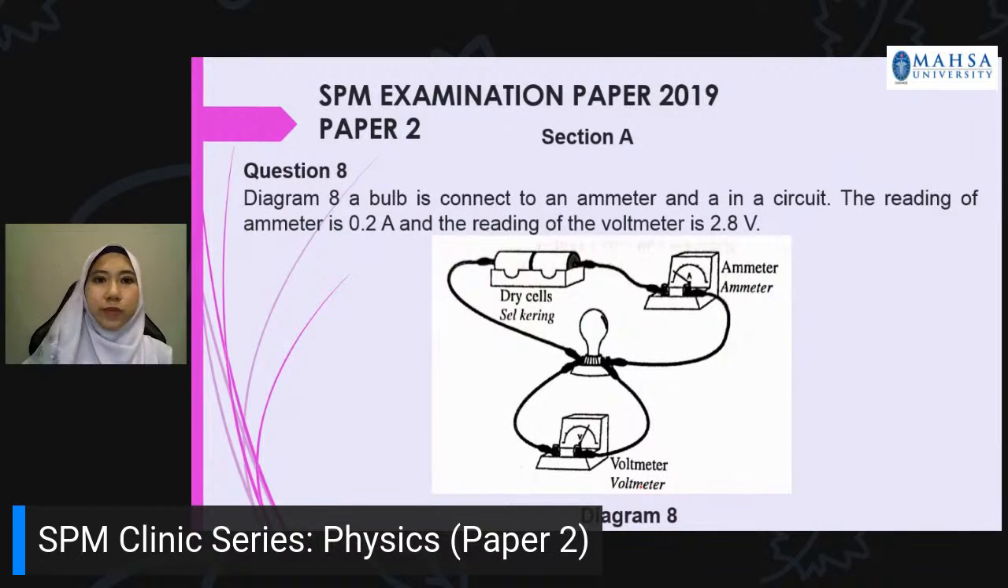Next question, SPM examination paper 2019, question 8. In diagram 8, a bulb is connected to an ammeter in a circuit. The ammeter reading is 0.2, the current flowing in your circuit is 0.2 ampere, and the voltmeter, which is connected in parallel to your circuit, reads 2.8. The ammeter is connected in series to your circuit. You have your dry cell to supply the energy.